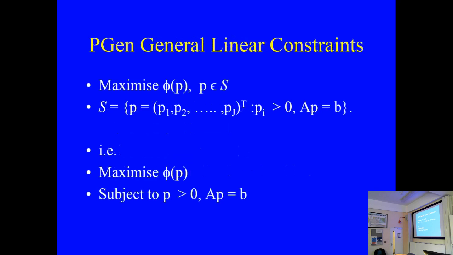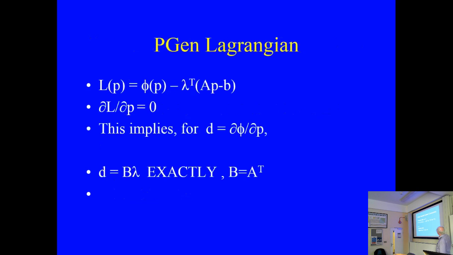And the general problem that I want to consider is the maximization of a criterion phi when the variables forming the vector p must satisfy a linear constraint, A transpose p equals b, and also be positive. If we write down the Lagrangian for this problem and set the derivative of the Lagrangian to 0, then what we find is that the vector d of partial derivatives must exactly equal the matrix P times lambda, where P is the transpose of the matrix A defining the constraints.